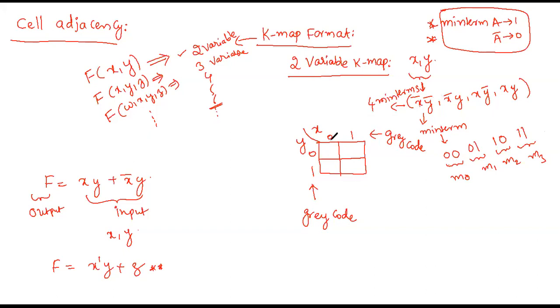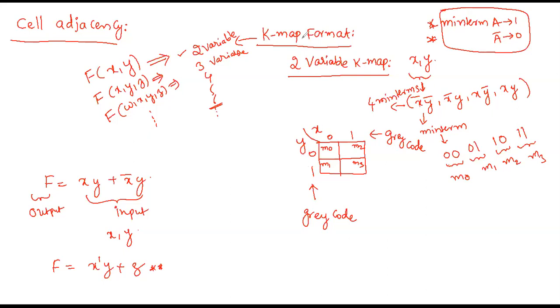x bar y bar, 0 0, this is m0. Next 0 1, this is m1, 1 0, m2, 1 1, m3. Each square cell indicates one minterm. This is the two variable K-map format.